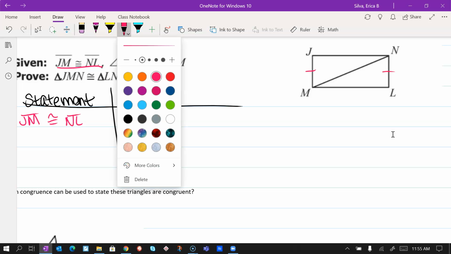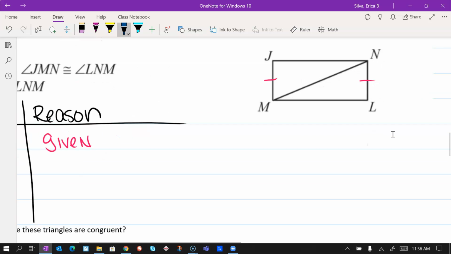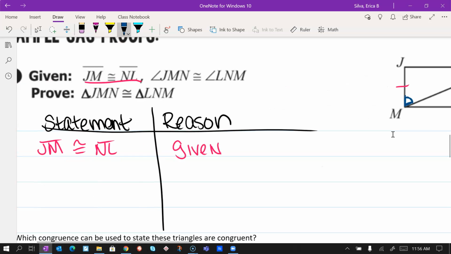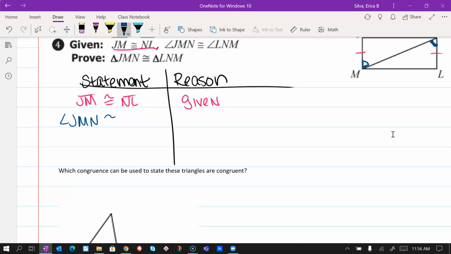Notice how on this next one, it's different the way they gave us the angle, right? The angle, it gave us 3 points. And the only reason for that is because if you say angle M, we don't know if we're talking about this angle or if we're talking about this angle. So it needs to be specific about which angle we're talking about. So we've got JMN, which is this angle right here. And then we have angle LNM, which is this angle right here. So we've got angle JMN congruent to angle LNM. And we know that because it is given.